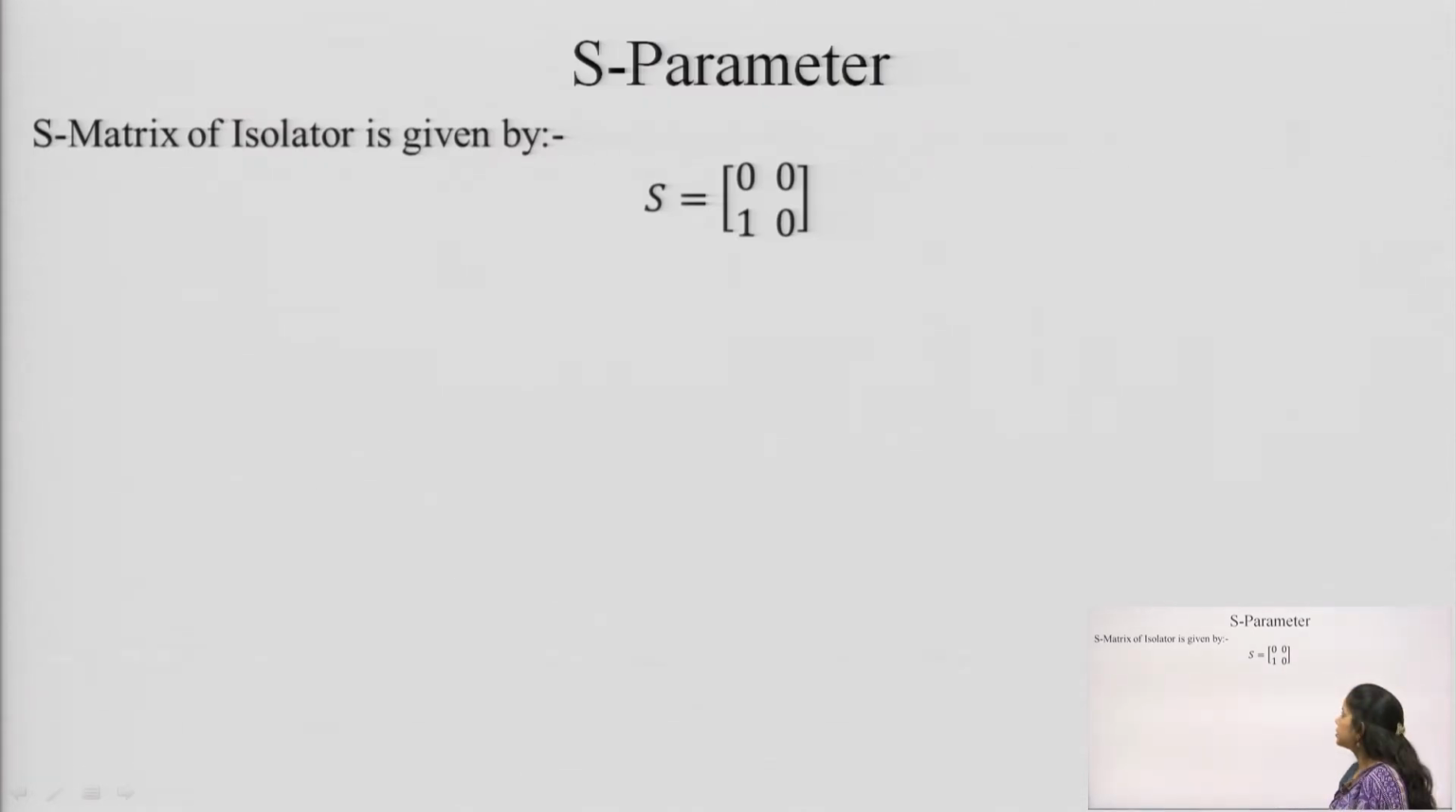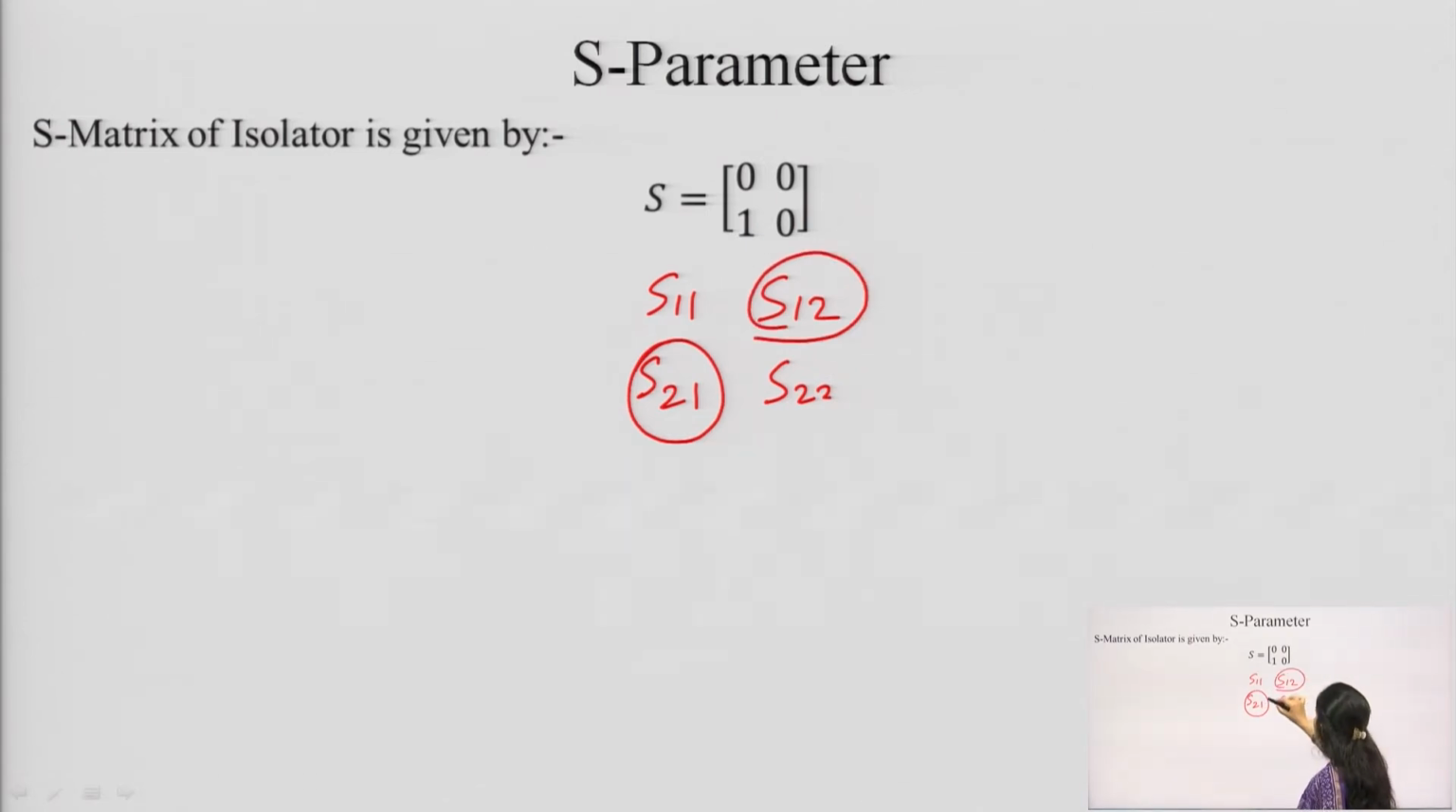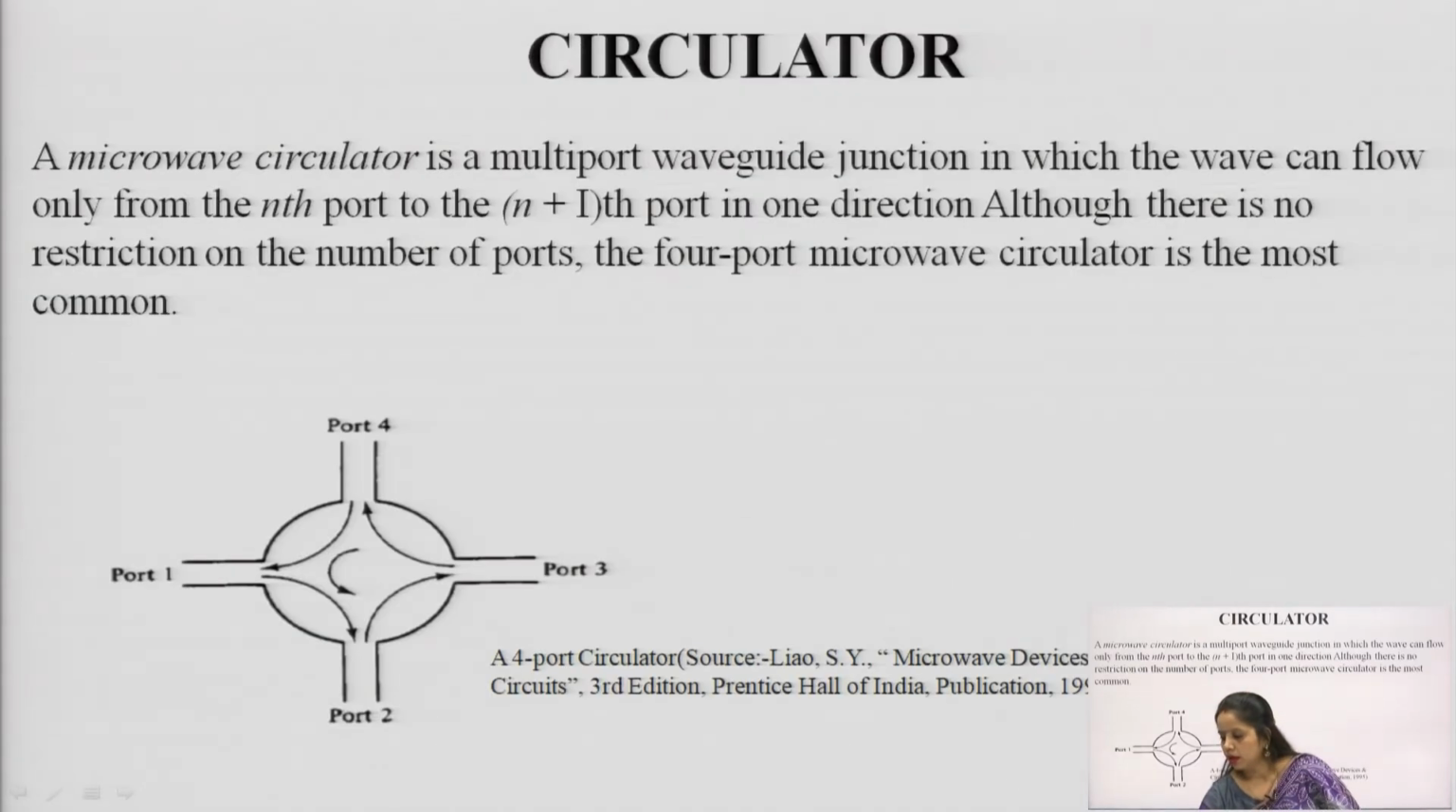The matrix of an isolator is given by this. This is the condition for the ideal case, when we say that both ports are perfectly matched. So, S11 is 0, S12 is 0, S21 exists and S22 is 0. This is a non-reciprocal device, which is why S12 and S21 are not equal to each other. Signal propagation is possible in one direction and it gets attenuated in the reverse one.